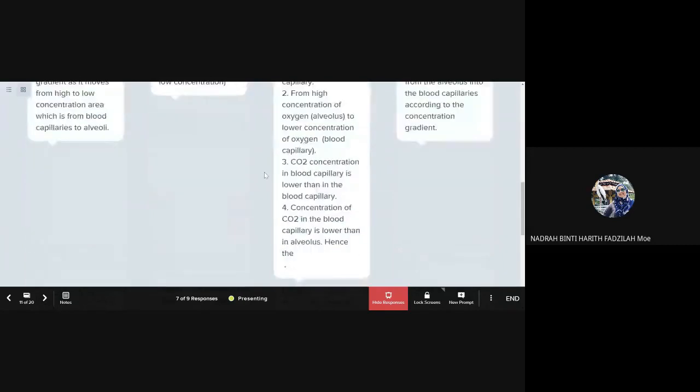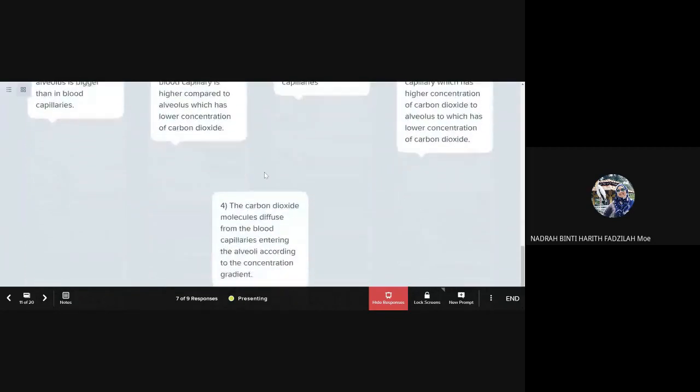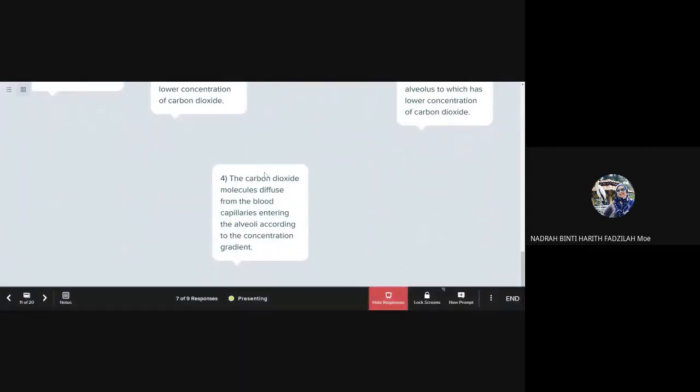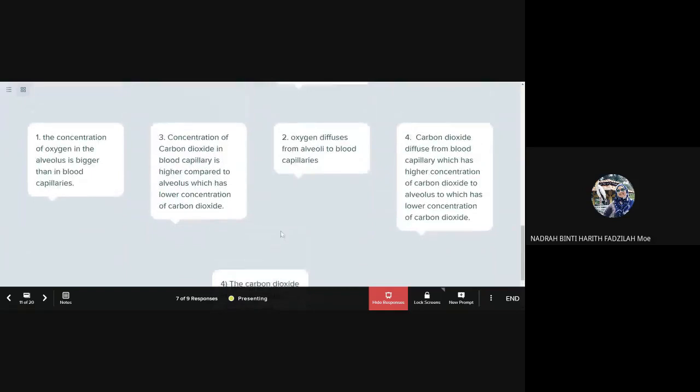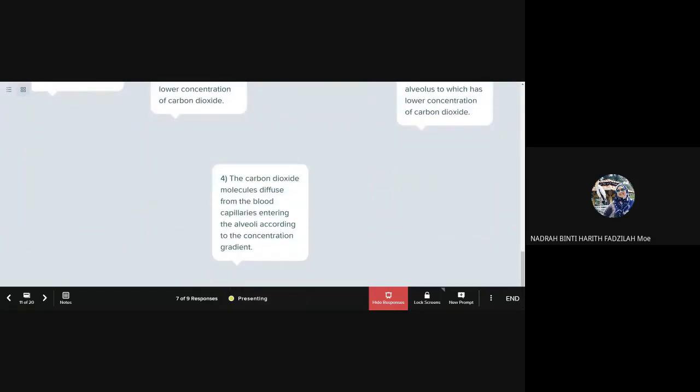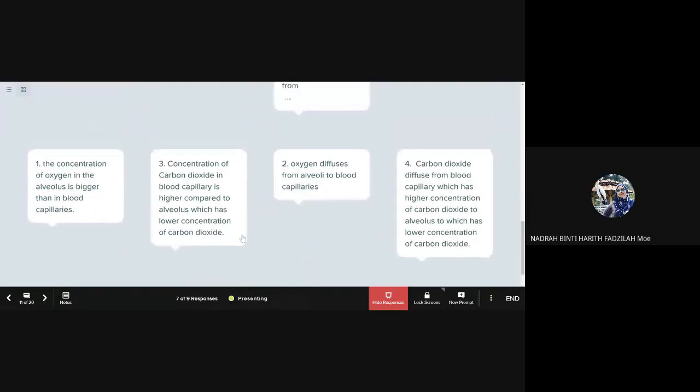Okay, kita tunggu sekejap. Ada seorang kawan kita tengah update jawapan dia. Okay, good. According to concentration gradient. Tapi awal-awal tu dia dah cakap daripada blood capillary masuk ke alveoli. Okay, she got that covered. Very good.